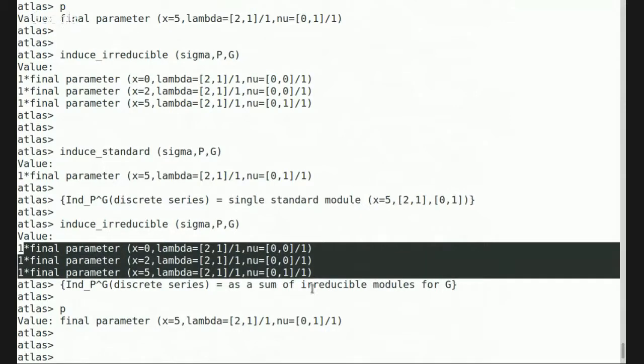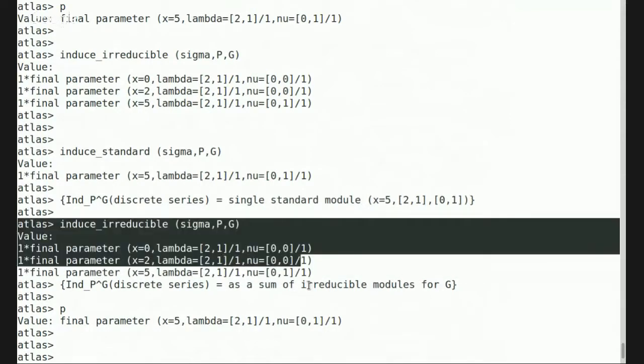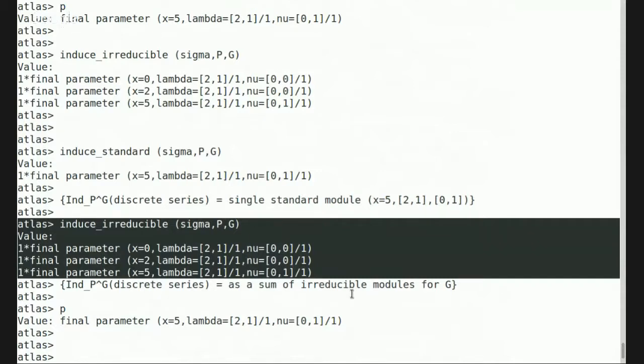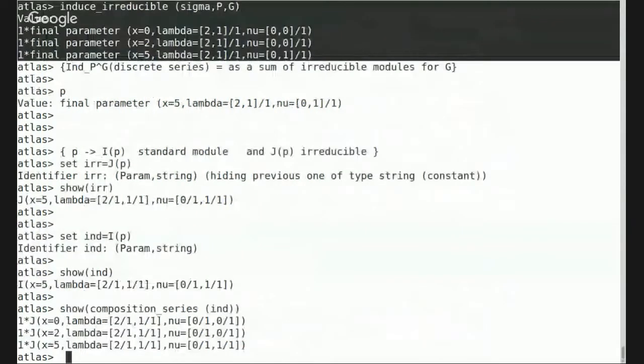So here, when I wrote induce irreducible, I just got a sum of 3 parameters. And I know that what this is telling me is a sum of irreducibles because the command I gave was induce irreducible. And so that must be what this is telling me. But, well, who can remember that? And it often gets confusing. So it's better if you do this show command, and then it actually says, specifically, this sum of 3 irreducibles.